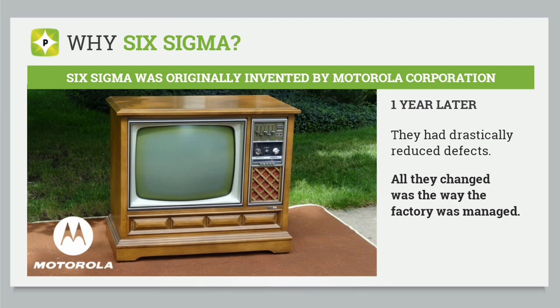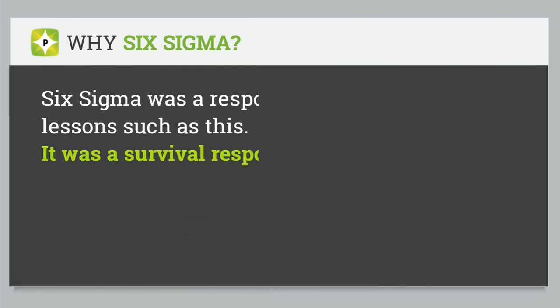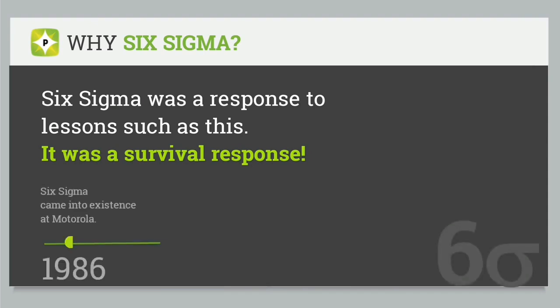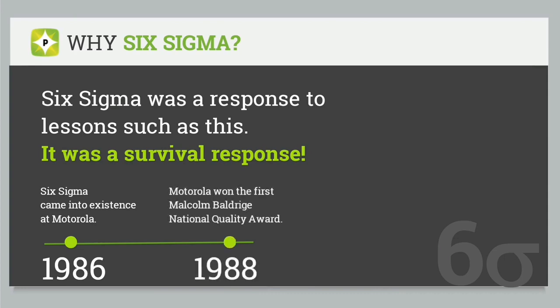This was a lesson that many American businesses took to heart as they watched foreign competition steal their customers. Six Sigma was a response to lessons such as this. It was a survival response. Six Sigma came into existence in 1986 at Motorola. By 1988, Motorola won the first Malcolm Baldrige National Quality Award and the rest of the world became aware of the existence of Six Sigma.